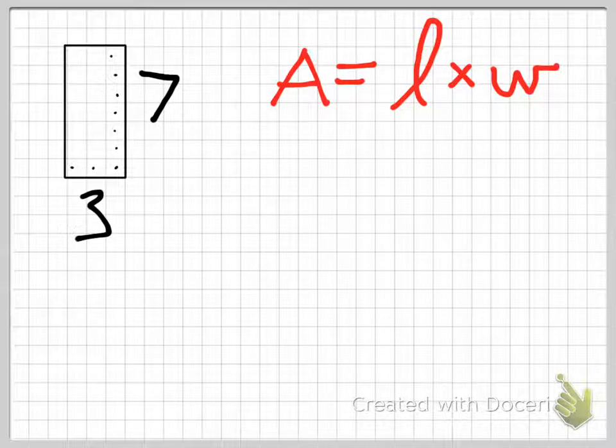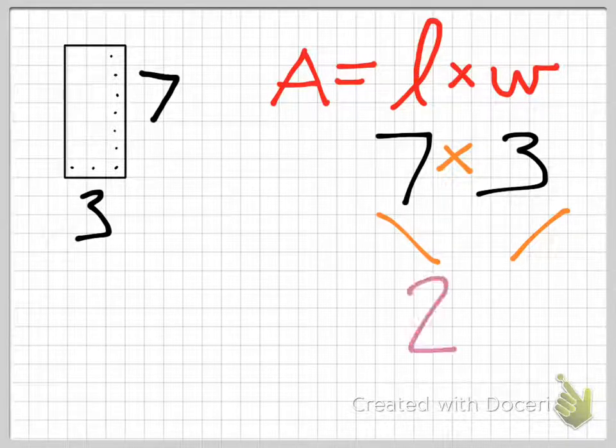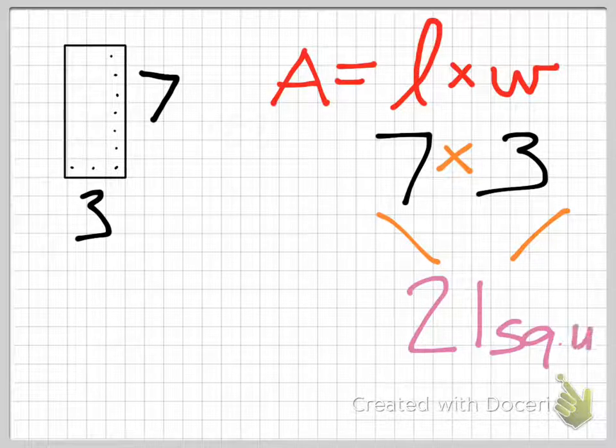So now that we have 7 times 3, we can plug those in. Our length, we said, was 7, and our width, we said, was 3, and we know that we are going to be multiplying. So let's multiply 7 times 3, and that's going to give me the area of 21. And again, it's going to be square units. Okay? So either way works for finding area.